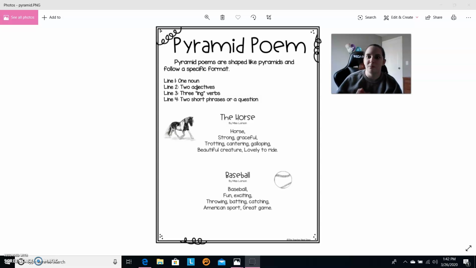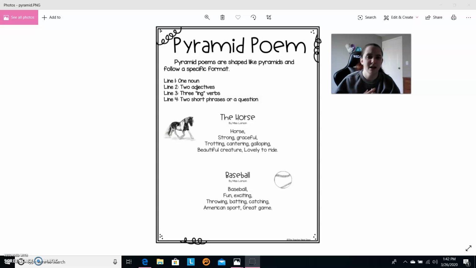Next one is a pyramid poem. If you can kind of guess, a pyramid poem is a poem that looks like a pyramid. So line 1, again, it's similar to what we did before. Line 1 is a noun. Line 2 is 2 adjectives that describe that noun. Line 3 is 3 -ing verbs, and then 2 short phrases or a question. It's very, very similar to the previous poem that we did.